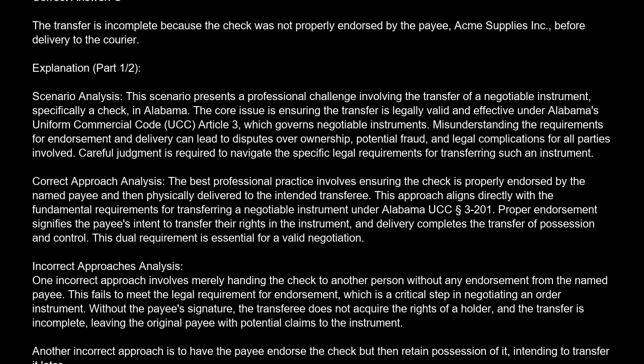Incorrect approaches analysis. One incorrect approach involves merely handing the check to another person without any endorsement from the named payee. This fails to meet the legal requirement for endorsement, which is a critical step in negotiating an order instrument. Without the payee's signature, the transferee does not acquire the rights of a holder, and the transfer is incomplete, leaving the original payee with potential claims to the instrument.